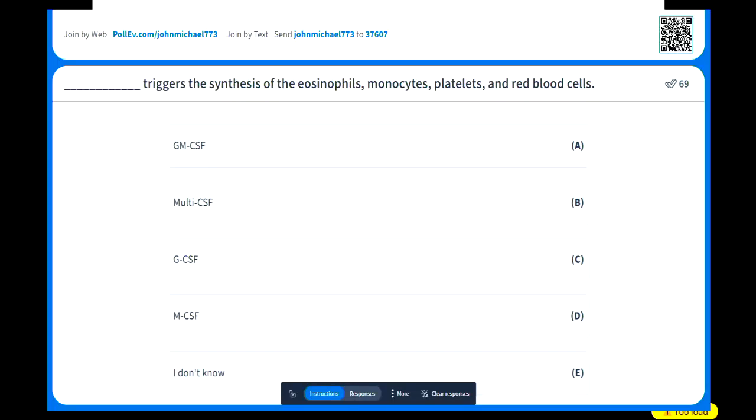Blank triggers the synthesis of eosinophils, monocytes, platelets, and red blood cells. So is it GM-CSF, multi-CSF, G-CSF, or M-CSF? You can turn to your neighbors or your friendly TAs and they can help you find the answer.